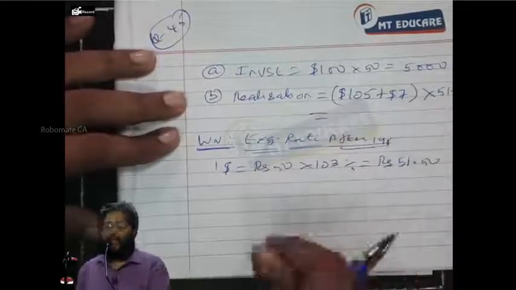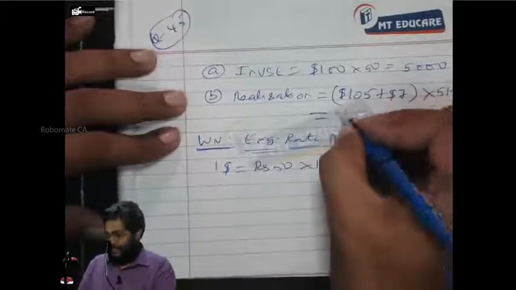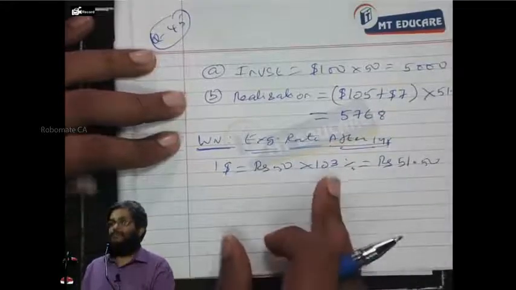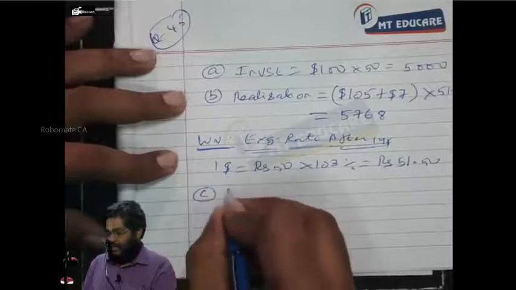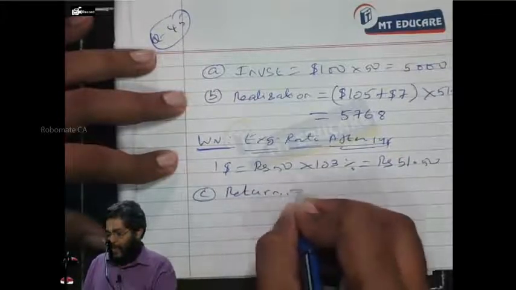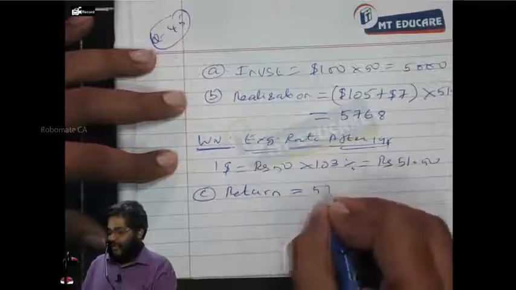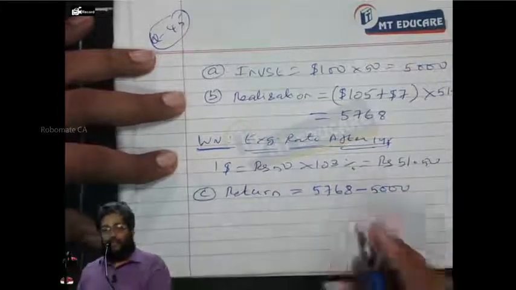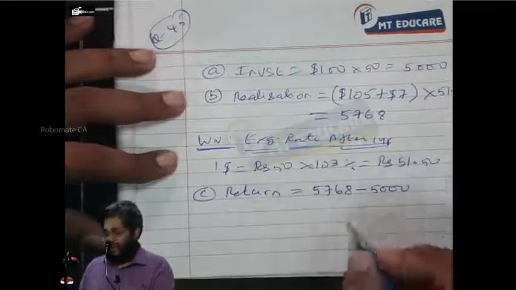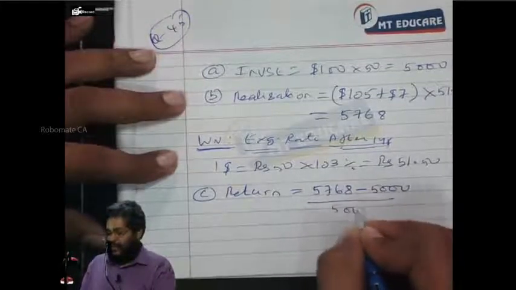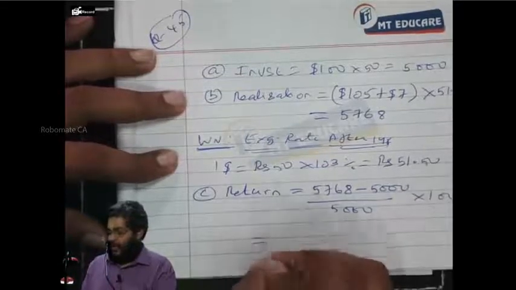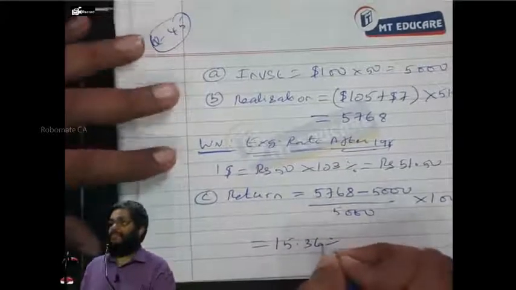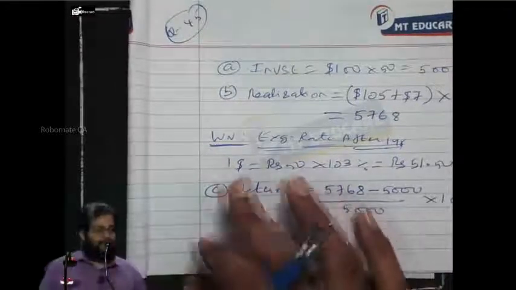Tell me the realization here. 112 into 51.5. 5,768. Respond. Can I put it or not? Now, third is return is equal to, what is return? 5,768 minus 5,000. I invested 5,000, I got 5,768. Interest and capital gains together divided by how much I invested? 5,000. Everything is for 1 year, so into 100. Tell me the return I am earning here. 15.36%. Return is 15.36%.